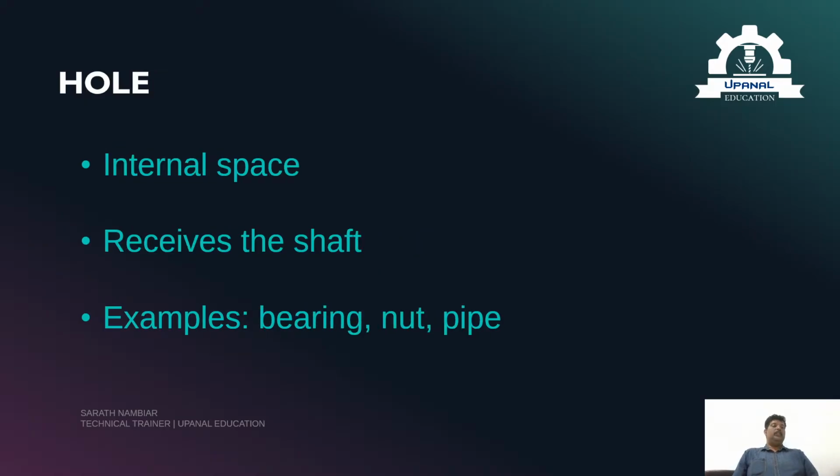Now, what's a hole? A hole is the internal space where the shaft goes. For example, the hole inside the bearing, the threaded hole inside a nut, a pipe where the rod is inserted. In engineering drawings, we always talk about the hole size and the shaft size, and the difference between the hole size and the shaft size decides the type of fit that is going to occur.